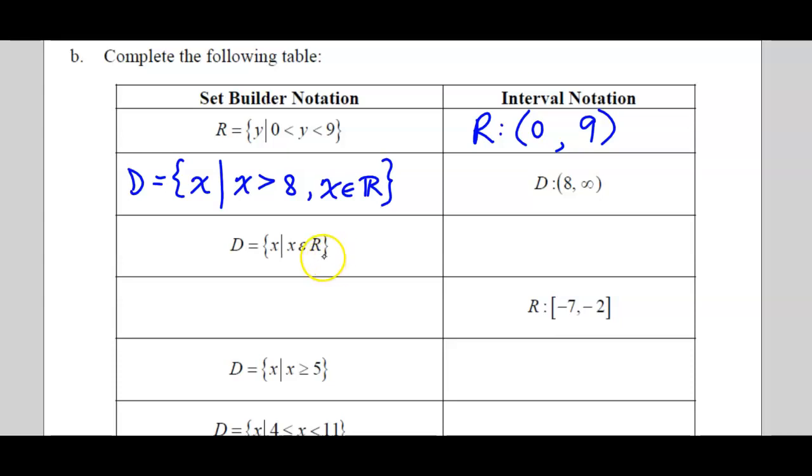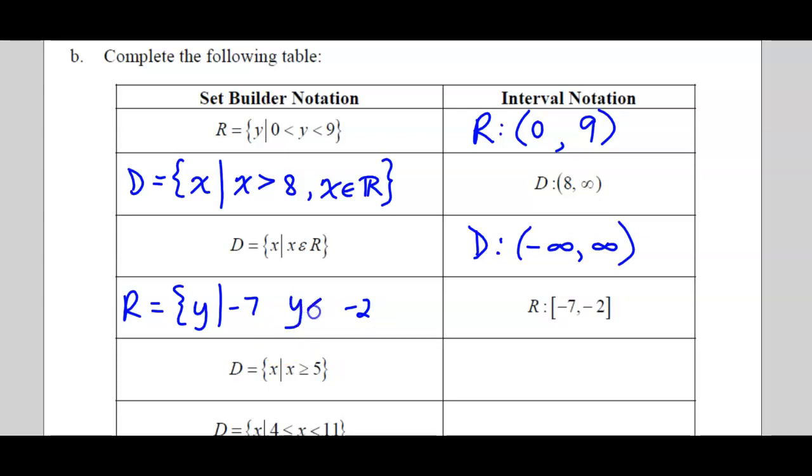Okay, all real numbers, D colon, from negative infinity to positive infinity. Square brackets includes everything. Range is Y such that, and then I like to put them down in order with a space in between. Range is Y, and then always opening to the right. You've got them in order. Then comma, Y-E-R.